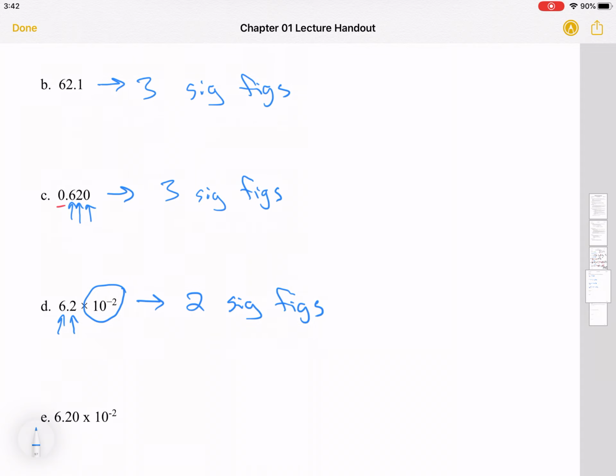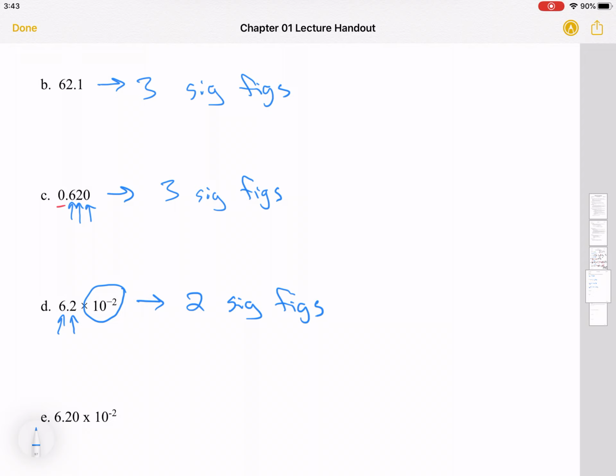All right, again, the non-zero digits are significant, and digits that are only there to tell me where the decimal is, they are not significant. That's why that 10 to the minus 2 is not significant. Okay, so letter E is literally the same number, right?